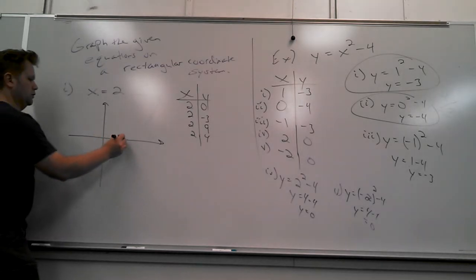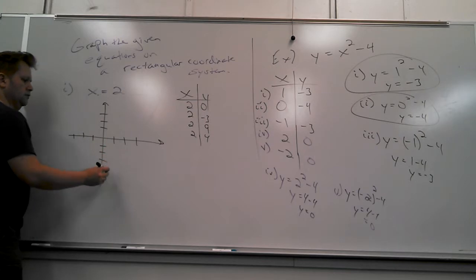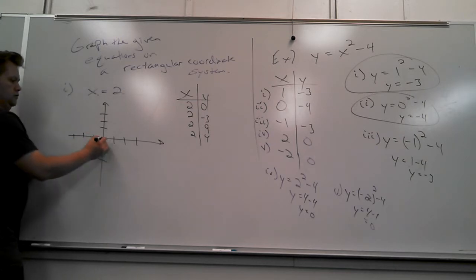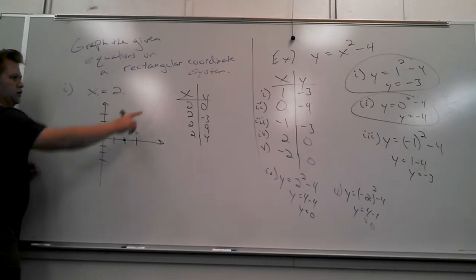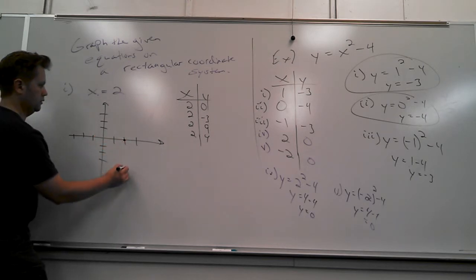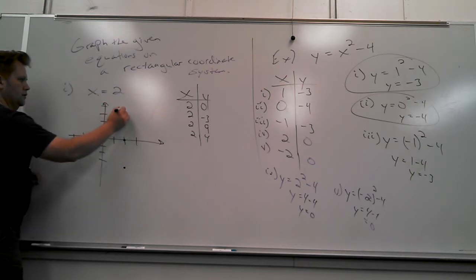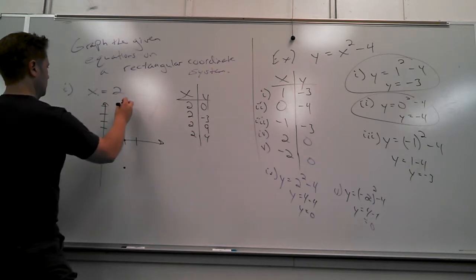2, 0. Where's 2, 0? It's amazing, dude. Where's 2, 0? 2 to the right. That's it. And where's 2, negative 3? 2 to the right, down 3. And where's 2, 4? Let's do that one. So then my line, if I can make it straight.